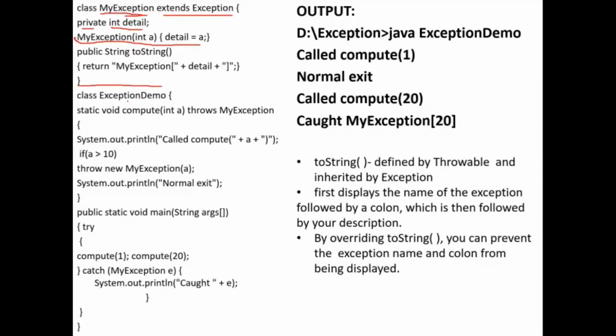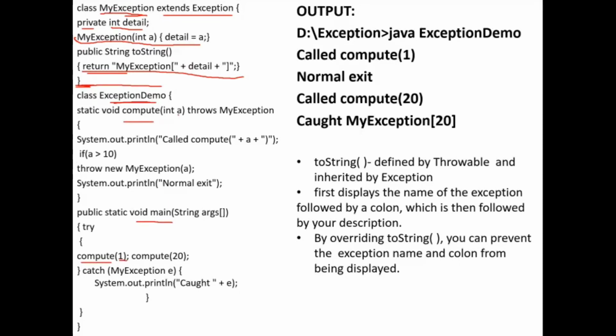Then there is another class called ExceptionDemo. Here the MyException class is over. I have written the main function within the class ExceptionDemo. From the main function, I am calling the method compute. Here I have the method compute, and for compute, I am passing argument 1.